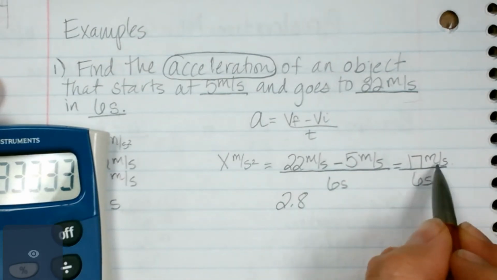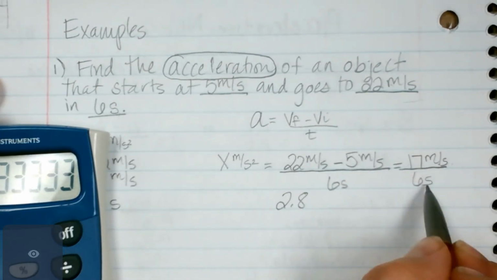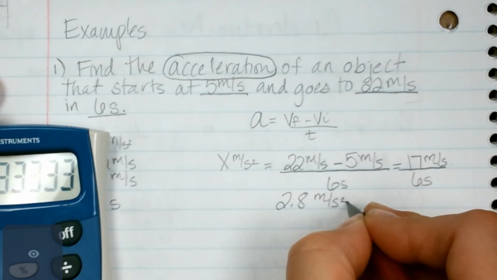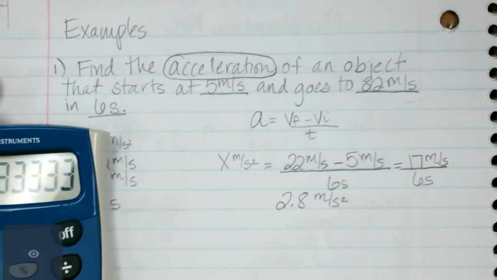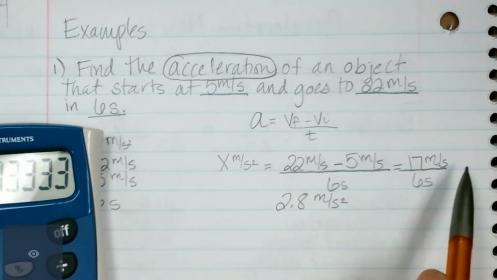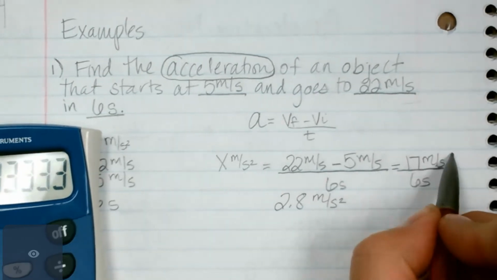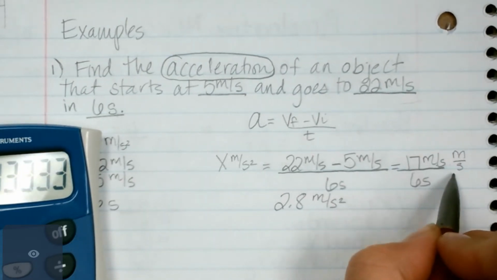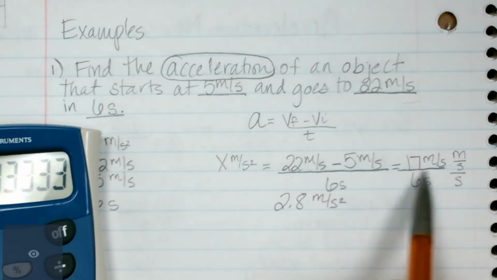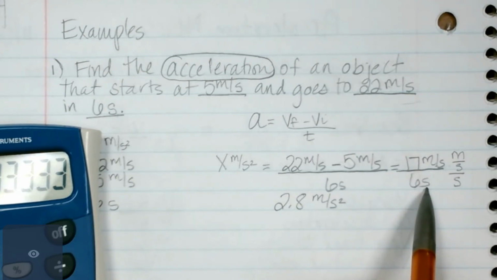And if you notice, it's meters per second divided by another second. So it's going to be meters per second per second, which is what we call meters per second squared. So that's how we get that. It's meters per second per second. So this meter is on top and the second is on the bottom, and then there's another second below it on the bottom of the total equation.